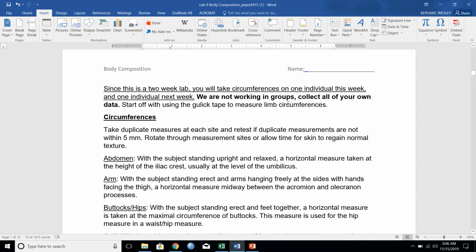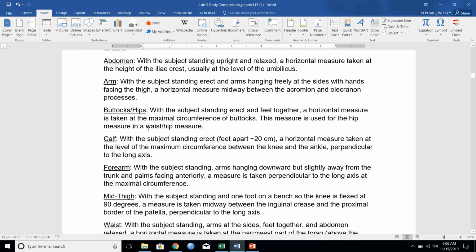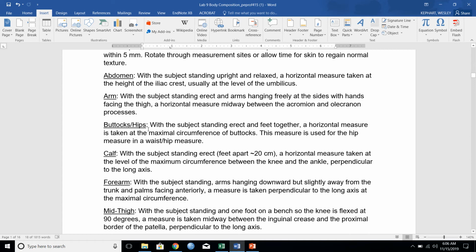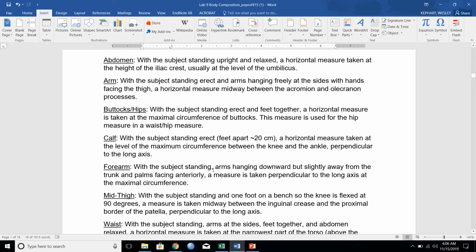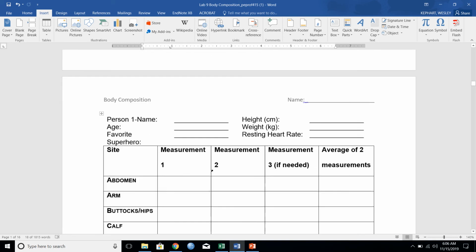So make sure to read through this. There's a bunch of different circumferences that we take, and you'll do this with a Gulick tape. I demonstrated that in the video on my calf. Make sure to read through these and do it as exactly as possible. It would be beneficial if you wore shorts and probably a short sleeve t-shirt. I know it's going to be cold, so just bring a change of clothes.